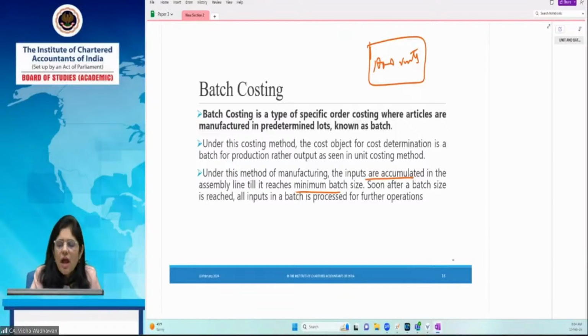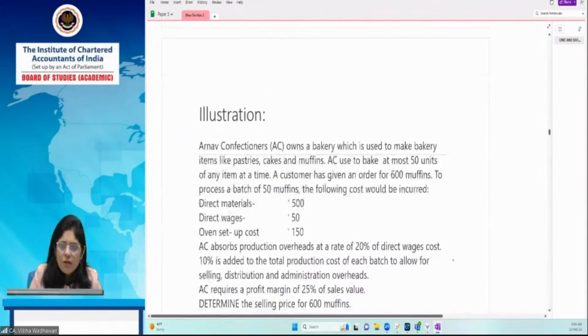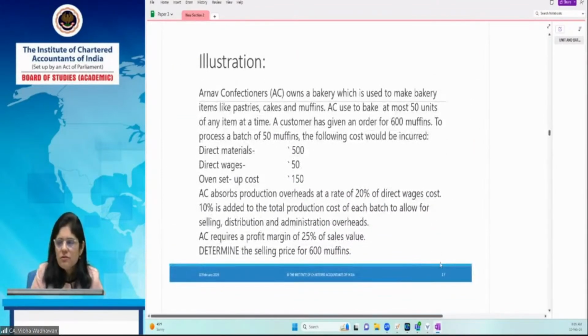So soon after a batch size is reached. Now batch size could be anything. I have given the example of 1000, but it could be 10, it could be 100, it could be 20,000, whatever it is. All inputs in a batch are processed for further operations. So all the input will go into the process at one go. Clear? So that is the concept. Okay, so we have this illustration also for batch costing. So just go through the illustration.